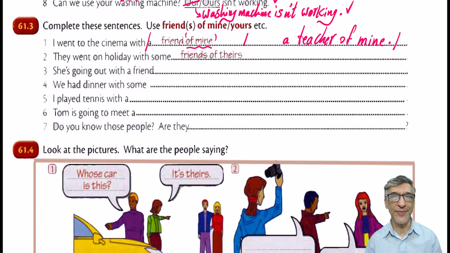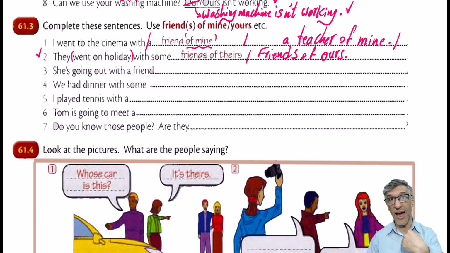Yes, it is possible. A neighbor of mine, the person who lives next door. They went on holiday. Go on holiday is an idiom. Yes, I put a tick here. You put it in your notebook. With some friends of theirs. They went on holiday with some friends of ours. Yes, you can say it. Why not? Some friends, try to change it. Of ours. Yes, they with our friends.